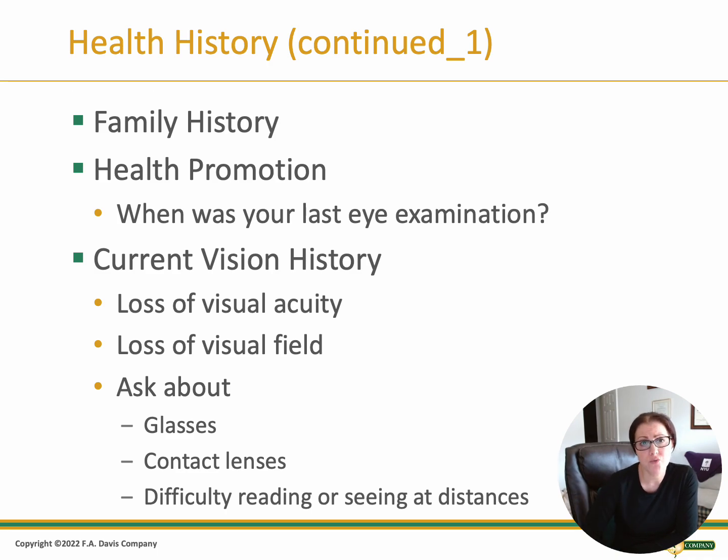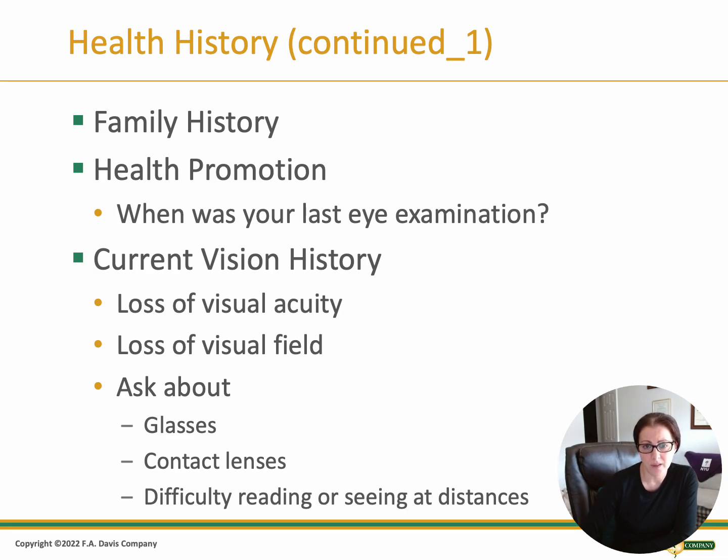You also want to ask about their last eye exam. You want to ask what's currently going on. Have they noticed any changes with their vision, blurriness? Are they finding that they're squinting more when they're reading? What might have been easy for them to read last year is becoming more and more difficult. Are there any spots, blurry vision, any changes in their visual field or loss of vision in their visual field?